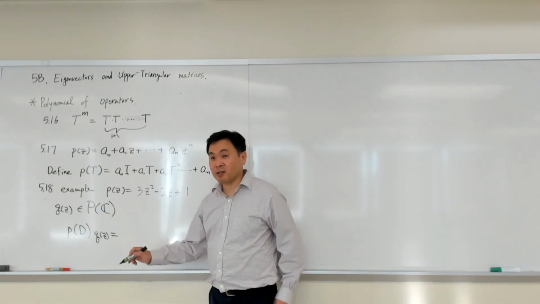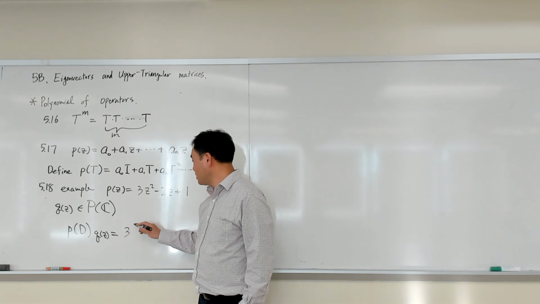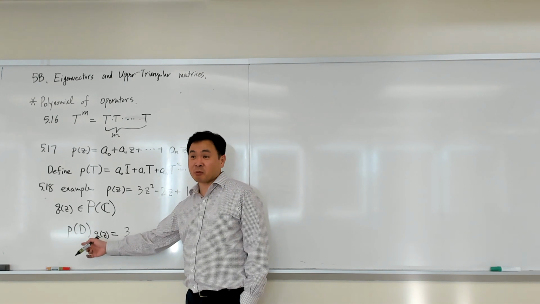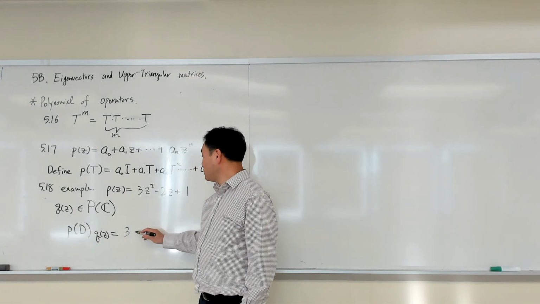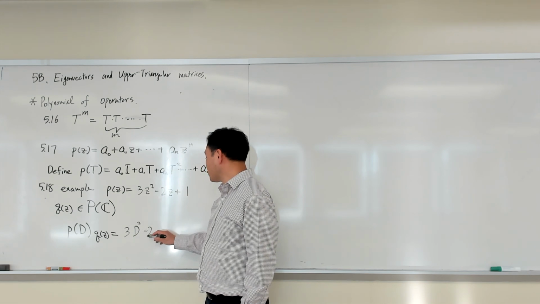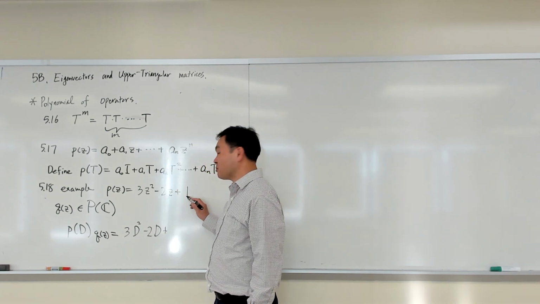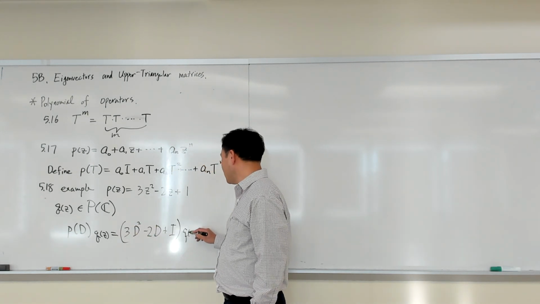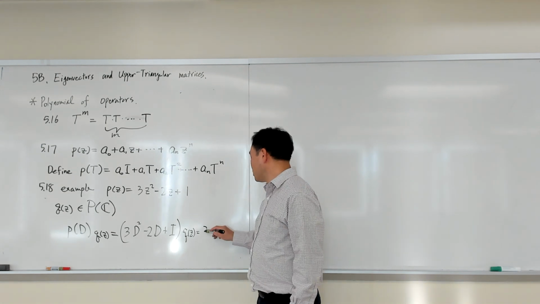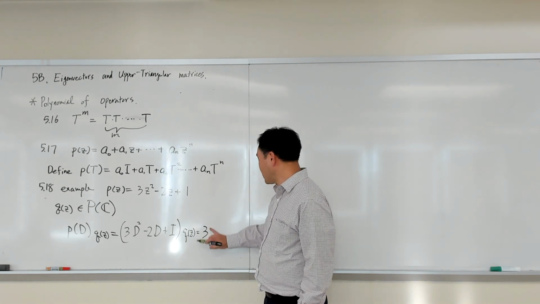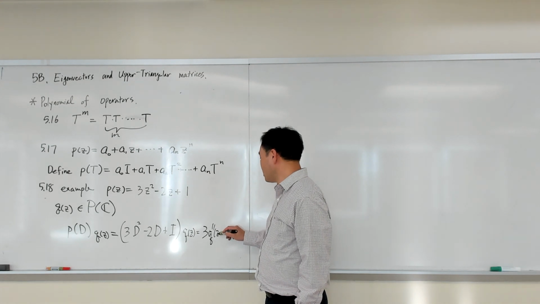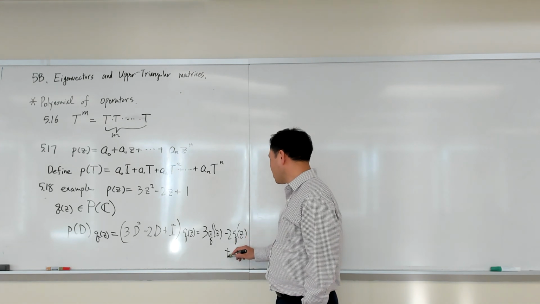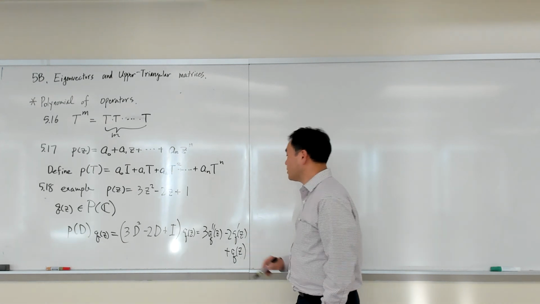Well, what's P of D? Okay, first of all, what do I mean by D? I mean the derivative operator, okay? So D squared means you take the second derivative, minus first derivative. And for constants, I'm supposed to put identity, right? So this is being applied to Q of Z. So the result will be 3Q double prime of Z minus 2Q prime of Z, and then plus Q of Z.